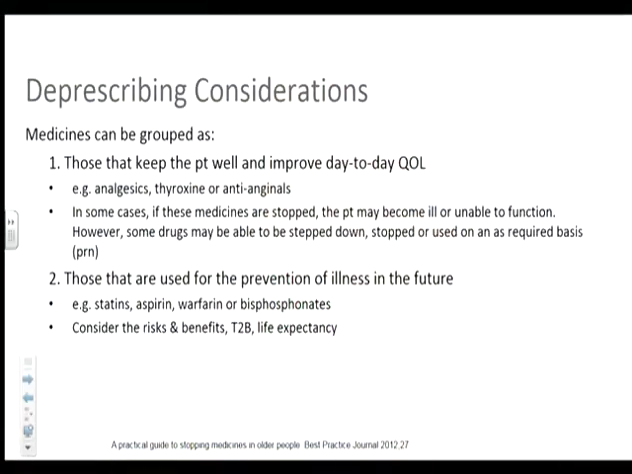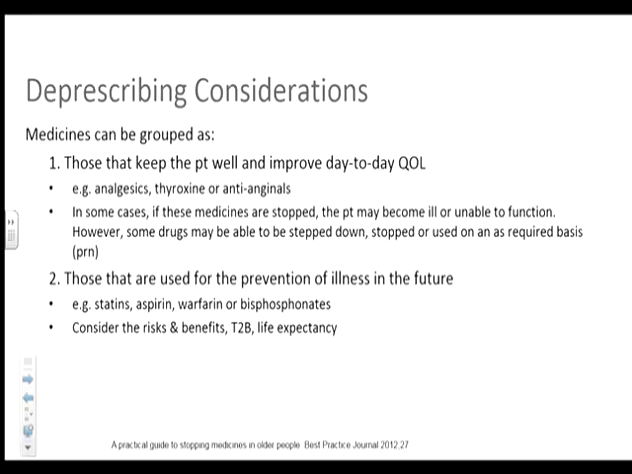The second category of medications, and the ones that are a bit more challenging to see cause and effect, are those that are used for the prevention of illness in the future. So for example, statins or those cholesterol-lowering medications, aspirin to prevent a stroke, warfarin to prevent a clot, or bisphosphonates to prevent a fracture. So a decision about whether or not to stop these particular medications should include that consideration of what is the risk and what is the benefit for this particular individual in front of you.